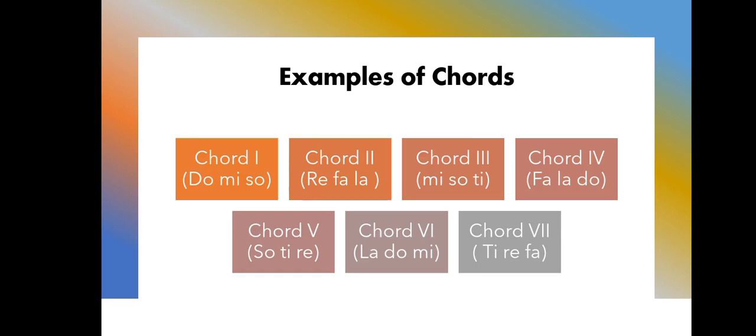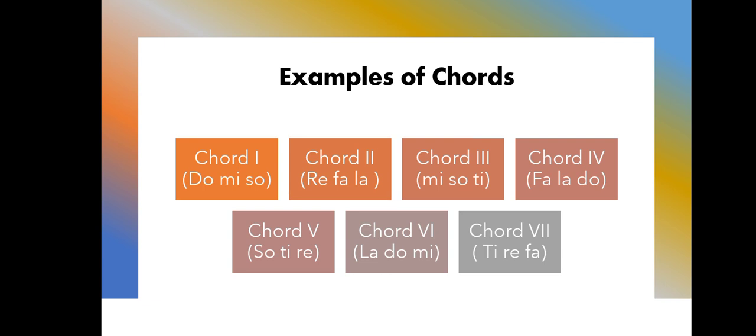There are several names of these chords after that. We've just seen the whole chords, and we can still see them here. Chord 1 is do mi so, chord 2 is re fa la, chord 3 is mi so si, chord 4 is fa la do, chord 5 is so si re or so ti re, chord 6 is la do mi, chord 7 is called si re fa or ti re fa. That's how it is. Those are just chords generally.